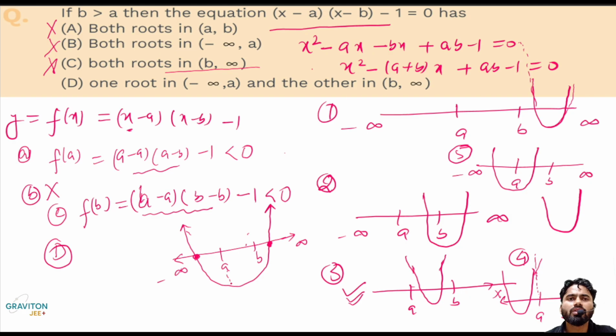So what value will the parabola attain at a? Below the x-axis. That means f(a) should be negative and f(b) should be negative. And what does f(a) come to? Negative, and f(b) we already calculated, that is also negative. So this condition is satisfied. So option D is the true option.